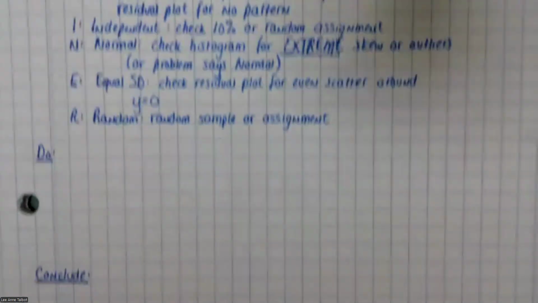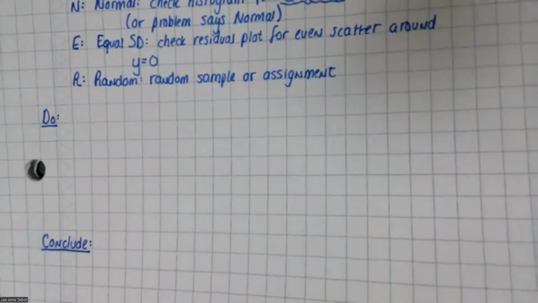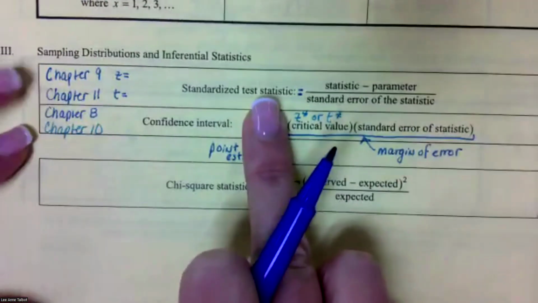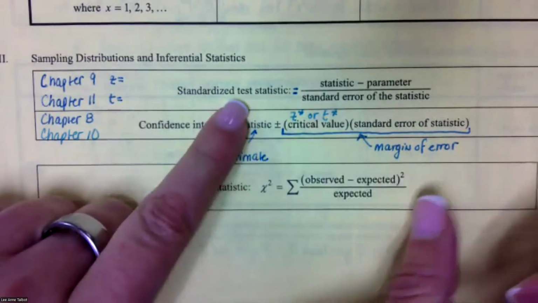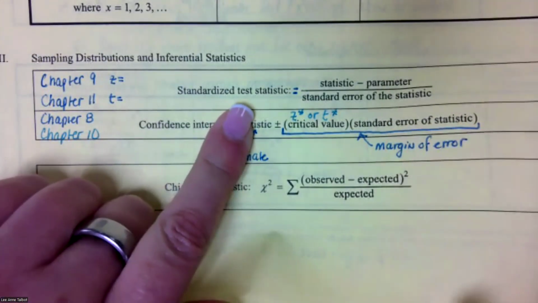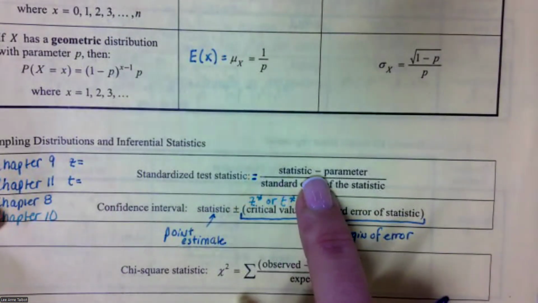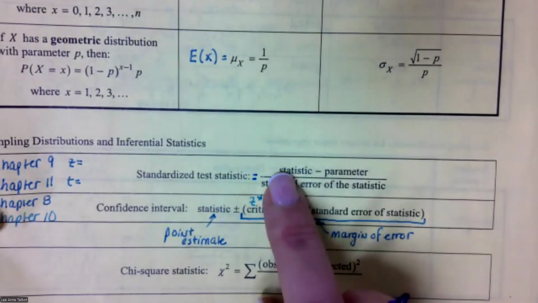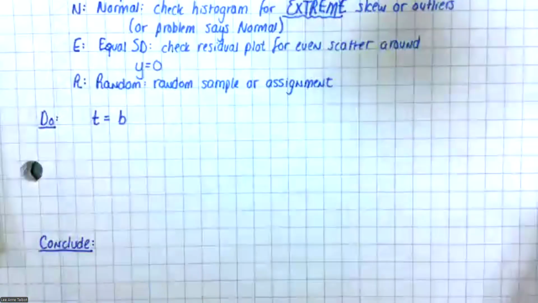Okay. The do step. So I'm going to go back to the yellow sheet and talk about what we're looking at here. We're doing a hypothesis test, so we're finding the standardized test statistic. Standardized test statistic is t in this case. So t equals statistic minus parameter. Okay, statistic is the sample, which would be the sample slope, which is lowercase b.